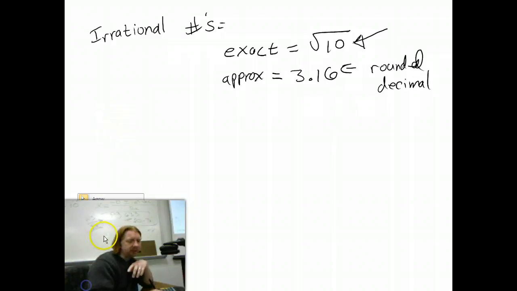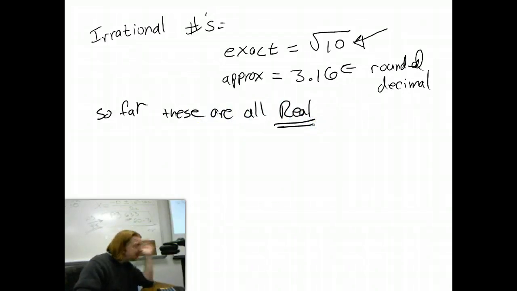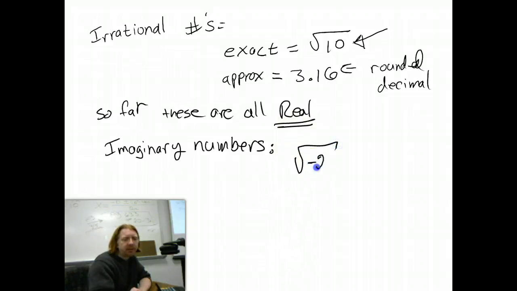Imaginary numbers. So far, these are all real numbers. I can measure that distance. Even radicals. I can measure off the square root of 3. I can measure off the square root of 2, especially with Pythagorean theorem stuff. Let's deal with imaginary numbers, though. These are numbers that we invented because somebody said, what happens when I take the square root of a negative 25?